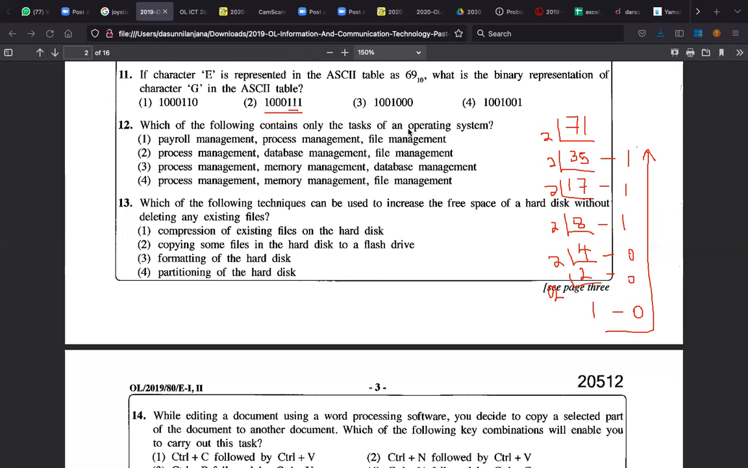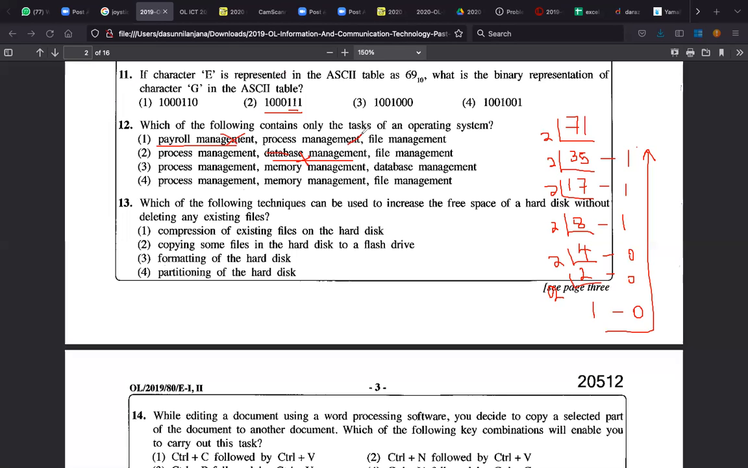It's just asking for some number conversion. Okay, which of the following contains only tasks of the operating system? Payroll management. It is an application, no? Payroll is salaries, and salaries are not related to the operating system anyway. It's wrong. The second one, database management, again is application software. It's also not relevant to the operating system.